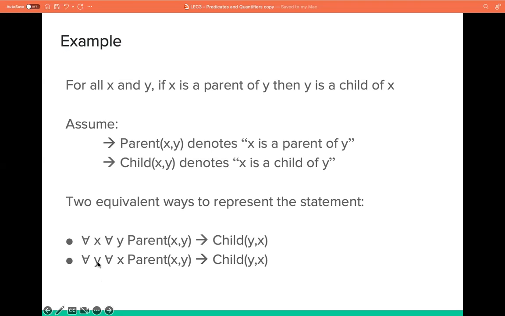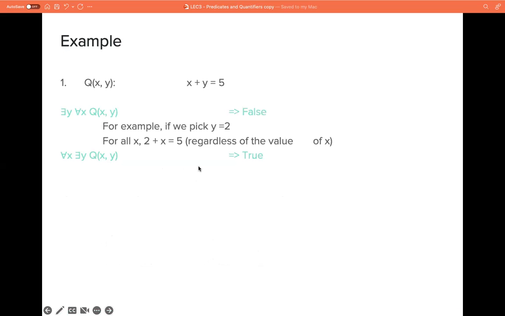Okay, and then for all y and for all x, if x is a parent of y, then y is a child of x. So what will be the proof?